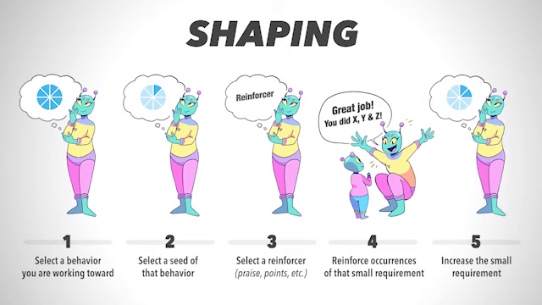Now, the 4th step, now praise that small step whenever you see it. And if you do not see that small step, make the step even smaller or help the child do the first step. And finally, after some consistency, step 5, add a little bit more to move toward the final goal.